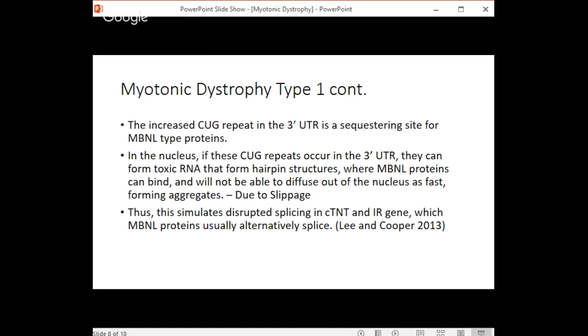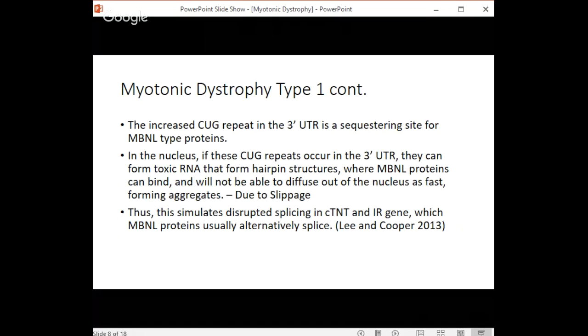So in the nucleus, if the CUG repeats occur in the 3' UTR, they can form this hairpin structure, which I'll show you in a bit. And these MBNL proteins can bind to them and not be able to diffuse out of the nucleus fast. And eventually they'll form these aggregates, which are protein clumps together. And this is all due to that slippage of the CUG repeats. If it's hard to get out of the nucleus, it's hard to do translation and stuff like that. Being sequestered is also another thing.